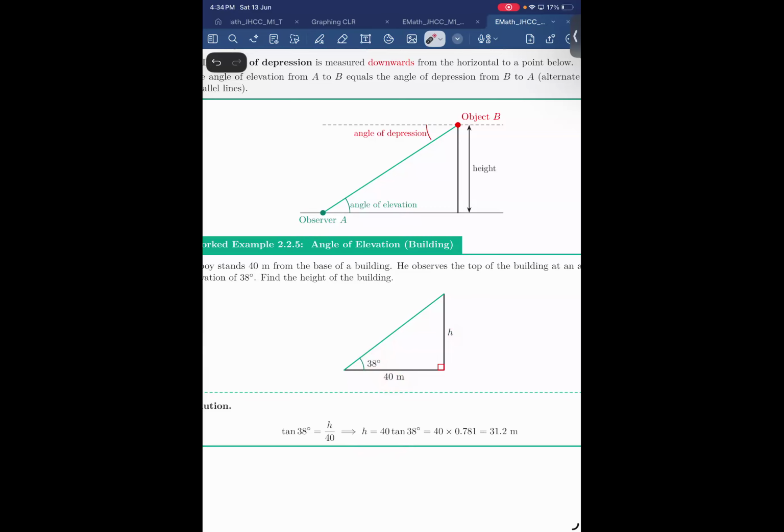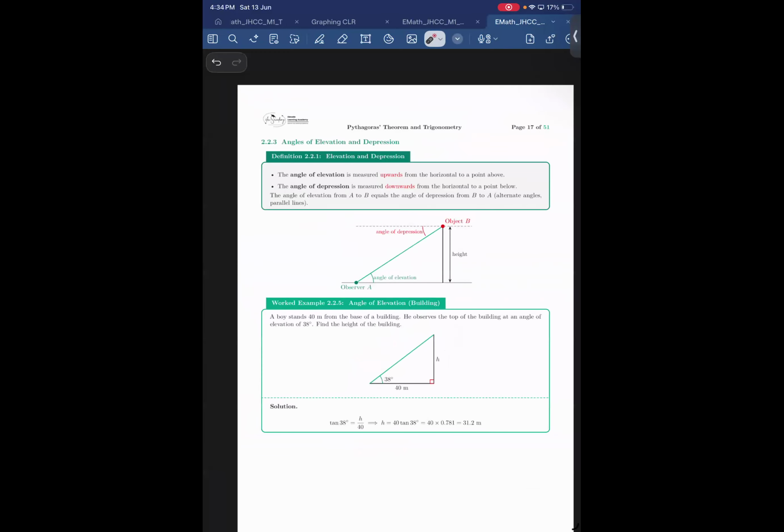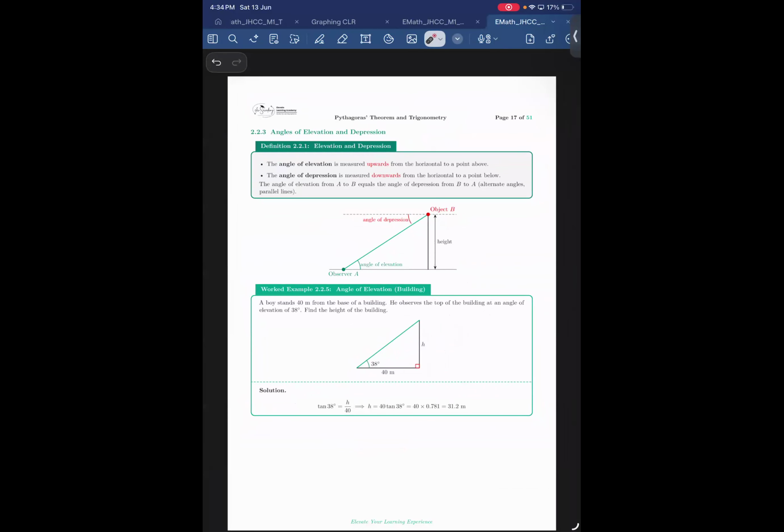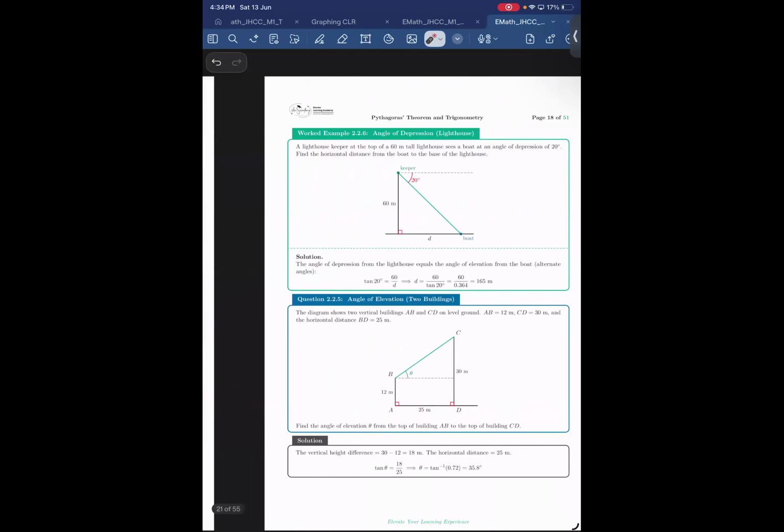Any questions? Right from this point onwards, I think you should be able to understand quite clearly which trigo ratio to use. I don't think I'll spend too much time discussing which trigo ratio to use.